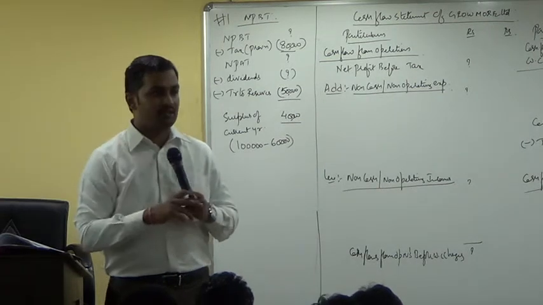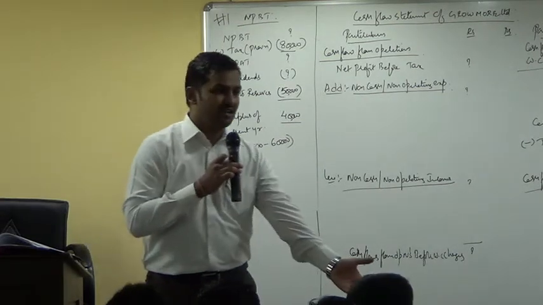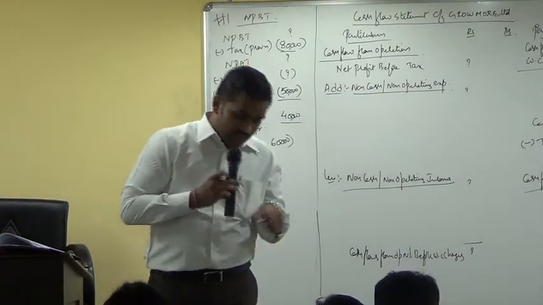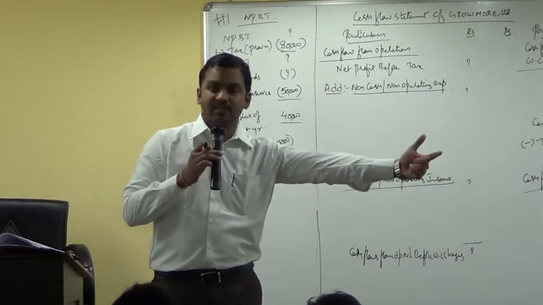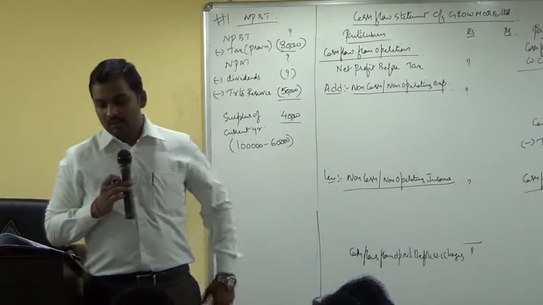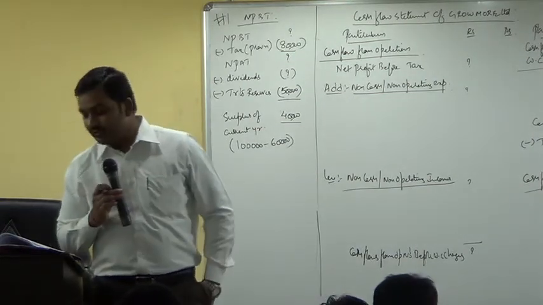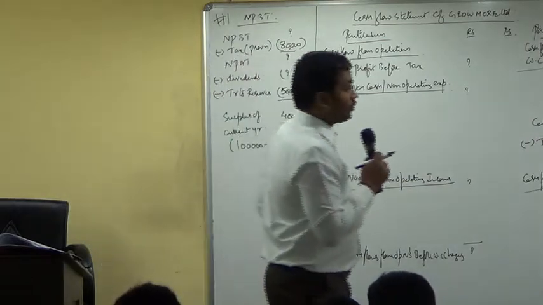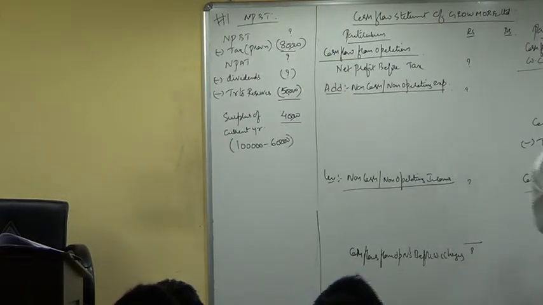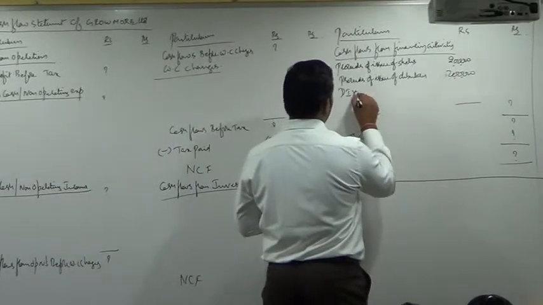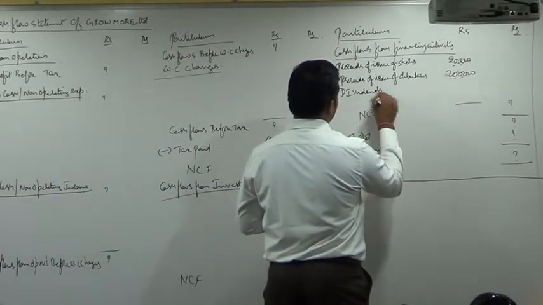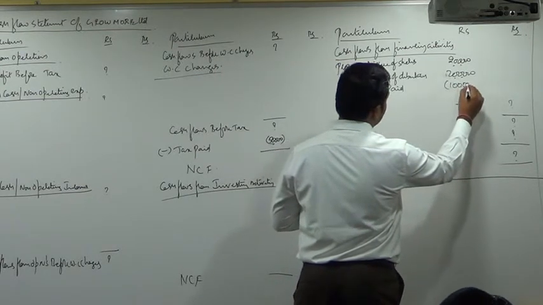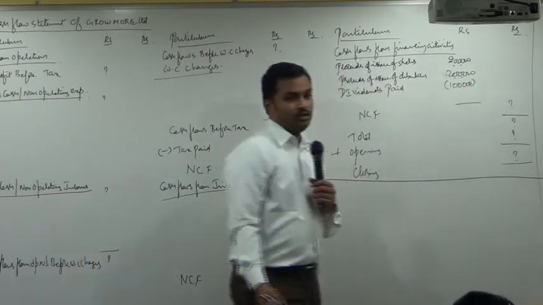So what is closing proposed dividend? Proposed dividend for the current year. So proposed dividend for last year would have been paid during the current year. Current year proposed dividend will be paid in the next year. So to bank, how many did I write? 1 lakh. Now tell me, dividends paid, where will we show? Financing activity. Outflow, 1 lakh.